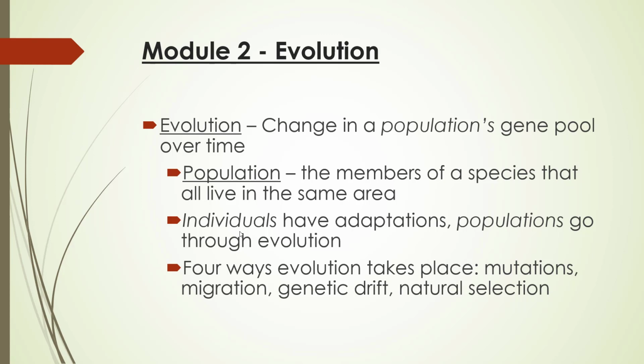It is in some cases quick. It just depends on the organism, and in other cases it takes a long time. There are 4 ways that evolution takes place: mutations, migration, genetic drift, and natural selection. So you are familiar with natural selection, but we're going to go ahead and talk about the other ones.